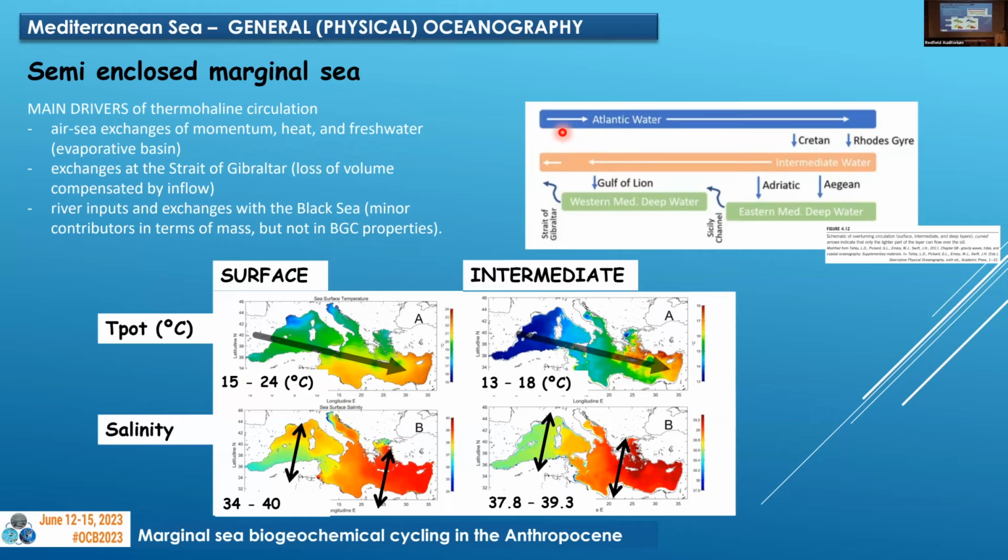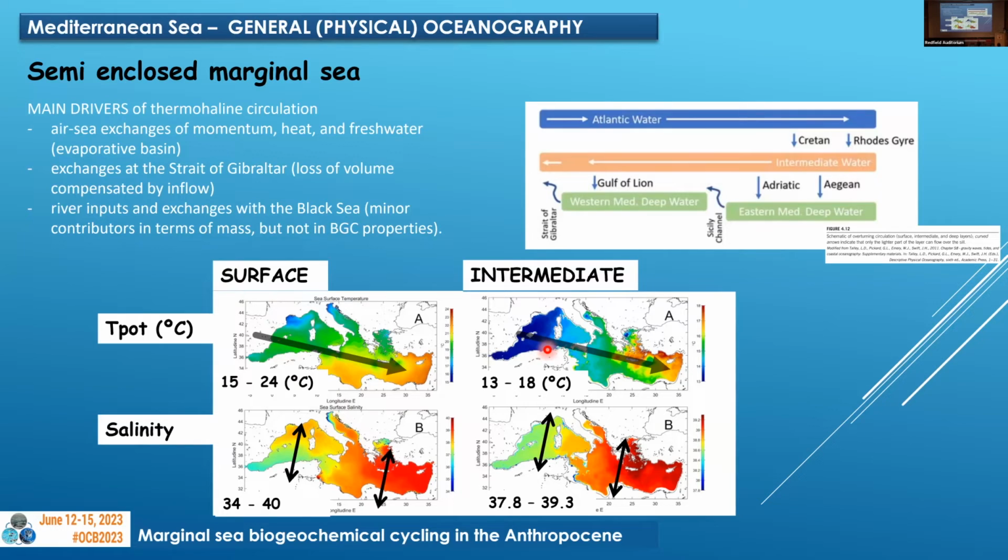Is an evaporative basin where Atlantic seawater gets in through the Strait of Gibraltar and is modified, gaining salinity and density, and then sinks in the Levantine area, forming Levantine intermediate water that is exported in the Strait of Gibraltar at depth. Okay, so this is why you can see here a huge, quite high difference in the surface temperature and salinity, not only east-west, but also north-south.